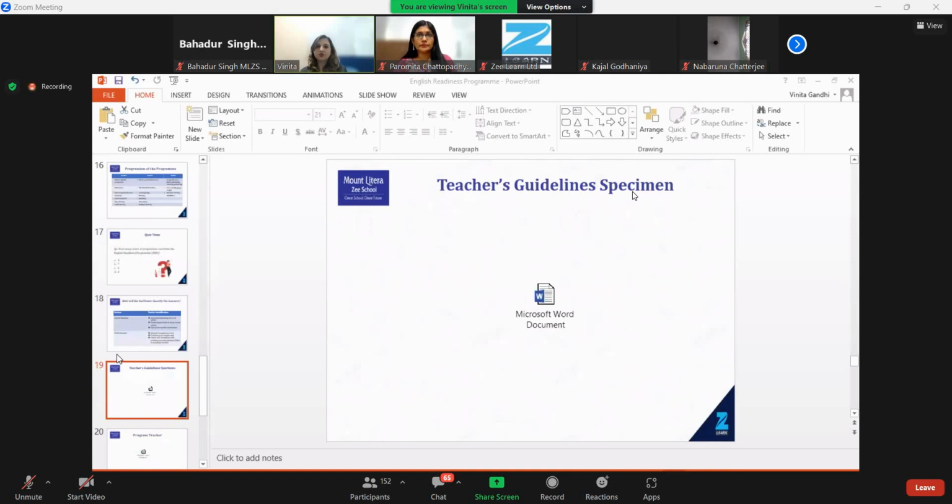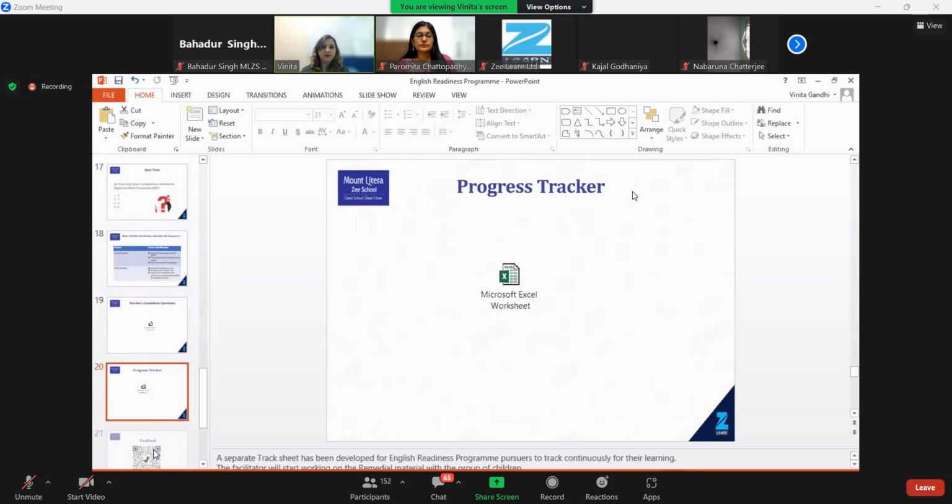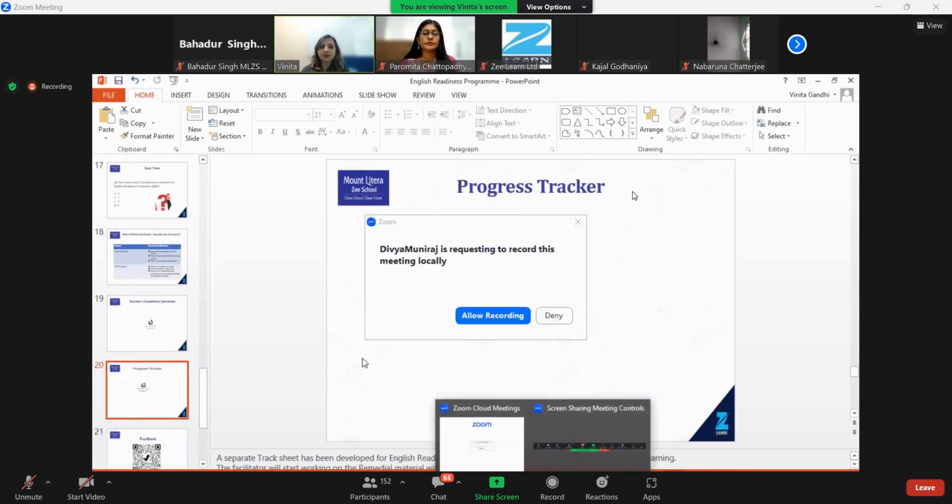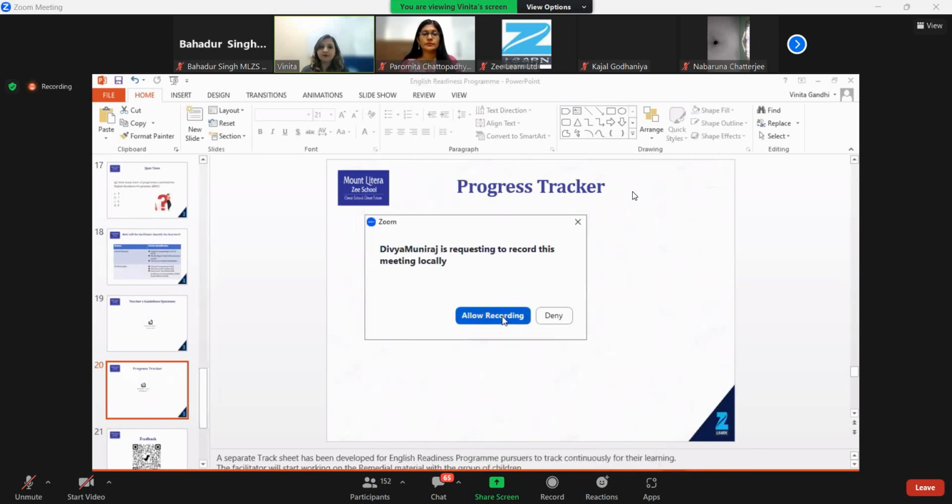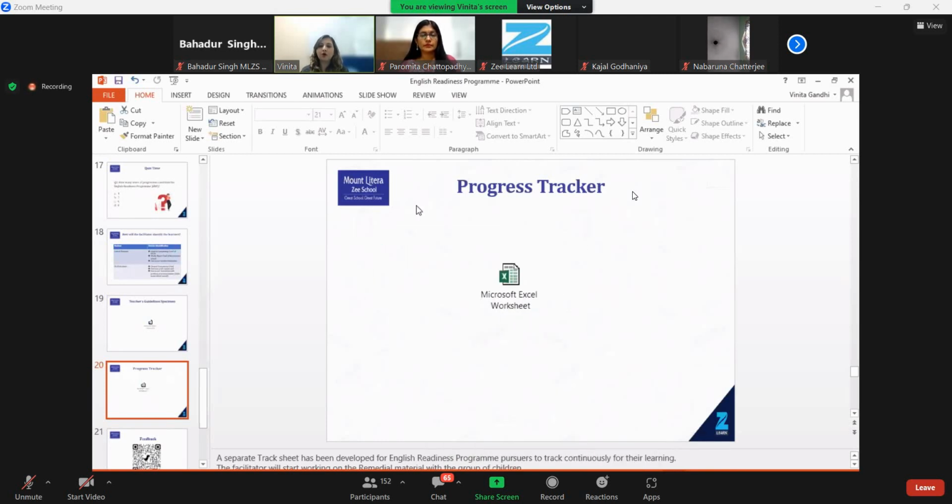Okay. So this was my teacher guideline specimen. Now we have the progress tracker. The progress tracker is something that will allow you to understand whether there is any progress taking place, whether the child is progressing. If a child is at level 1 and a certain worksheet has been shared with the student, is the child able to attempt it, and how fast is the child able to attempt it. So let's just look at this.